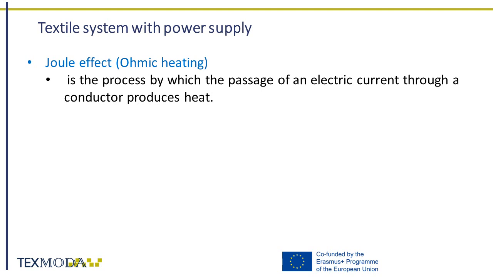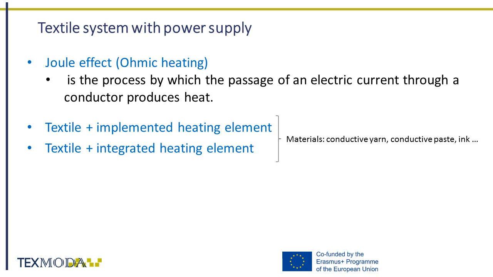Heating systems with a power supply are based on ohmic heating named Joule effect. It is a process by which the passage of an electric current through a conductor produces heat. Two strategies, sometimes very close, are possible to get heating textiles: implementation or integration of textiles by conductive materials. Materials are most often conductive yarns, but could be conductive paste or ink, for instance.